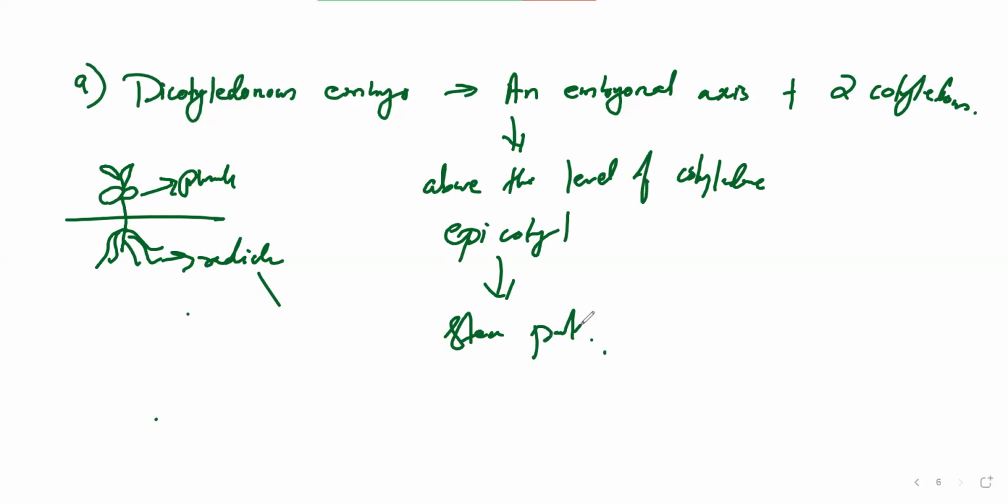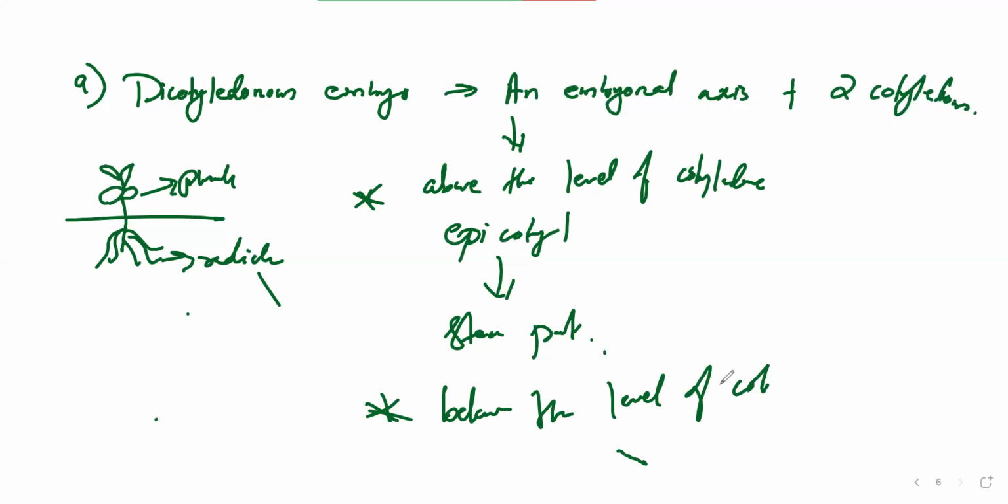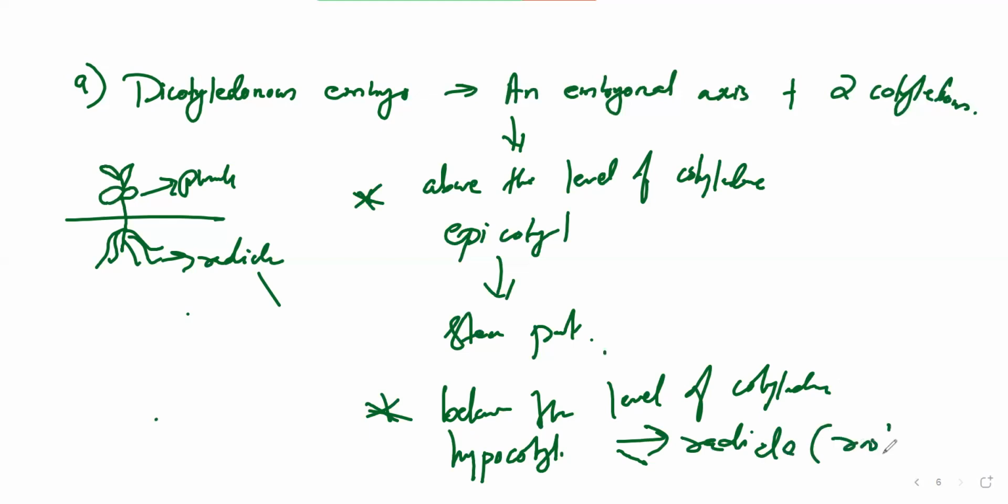Whereas the second portion, which is below the ground level, below the level of the cotyledon, is called the hypocotyl. The hypocotyl will give rise to the radicle, that is your root tip. And this root tip is covered by whom? Root cap. So this is the case in the dicotyledonous embryo.